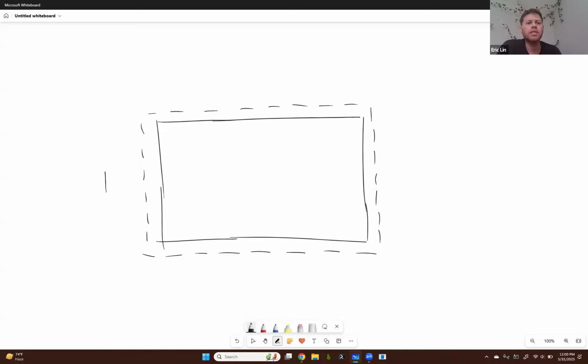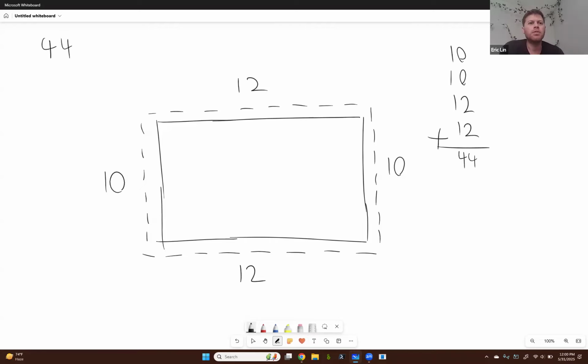So I could say, okay, well, it takes me 10 steps to go around this side. It takes me 12 steps to go around this side. It takes me 10 steps to go around this side because it's a rectangle, so it'll be the same on either side. And for that reason, this will also take me 12 steps. So I can say, all right, what is that? 10 plus 10 plus 12 plus 12. So that looks like that will be 44. So I could say this is 44 steps. It takes me 44 steps to go around this rectangle. And I can say that's how big it is. It's 44 steps big.